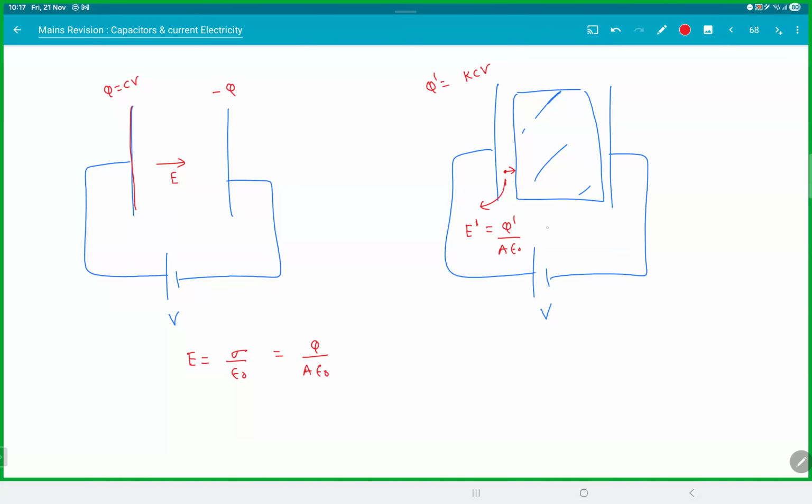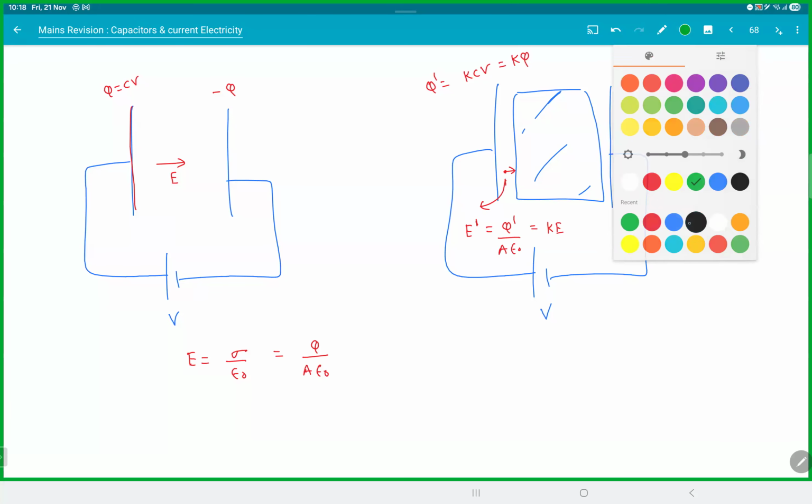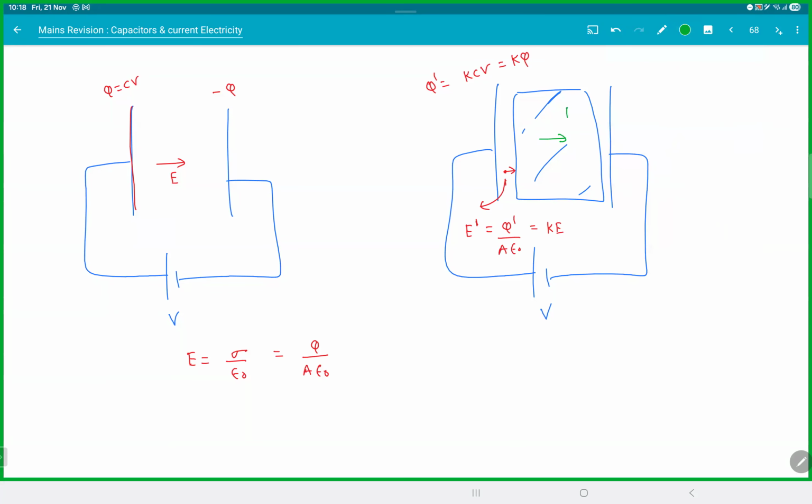That is true. So actually the field has increased by how many times? This is KQ. The field actually increased by K times E. That is in the empty space. But what is the field inside the dielectric slab? Whatever is the field outside, divided by K, no? In the dielectric slab, the field will drop again. So E dash by K will become again E only.